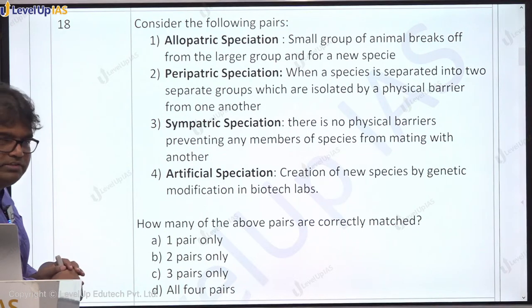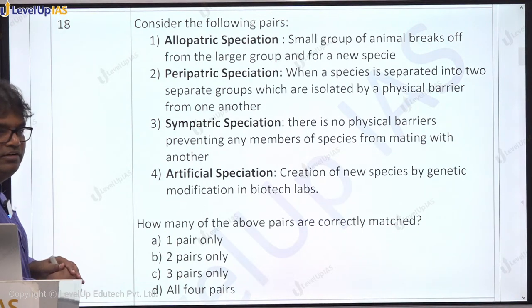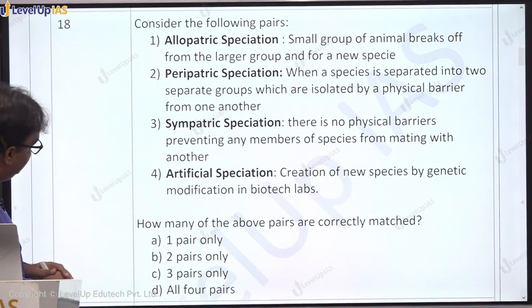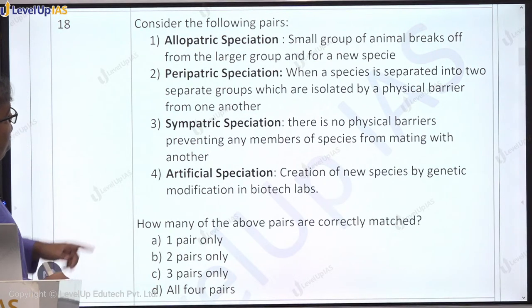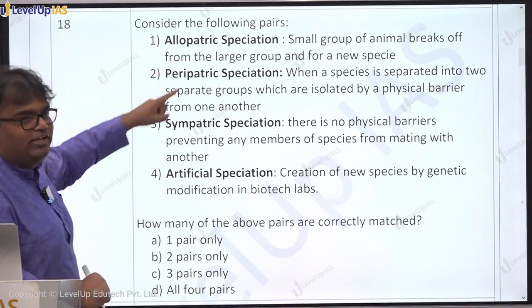You're saying B, two pairs correct. कौन कौन से correct हैं? Third and four are correct. Yes. Three and four. इनका definition interchange हो गया है.